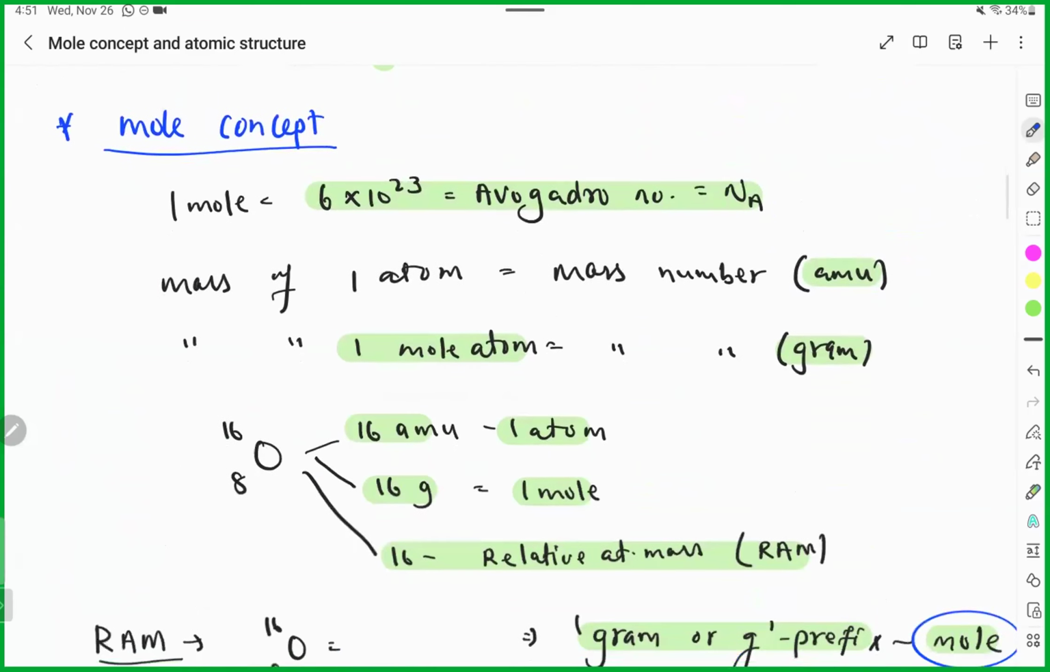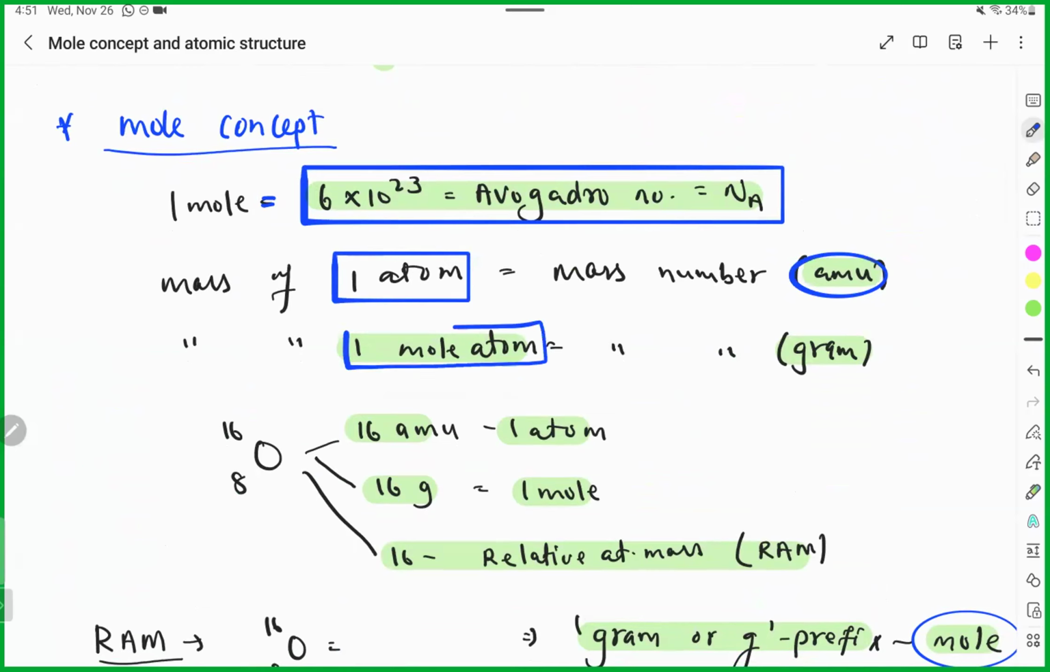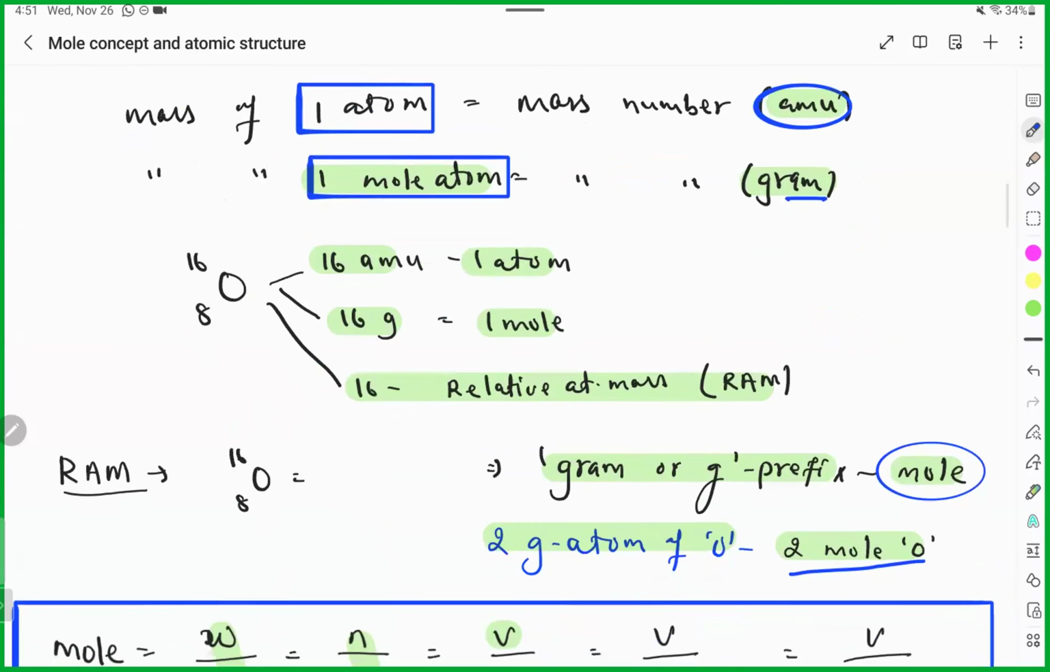In the mole concept chapter, you know 1 mole is equal to 6 into 10 raised to power 23. This is the Avogadro number. Also, they use the symbol Na. Correct? Whenever you take the mass of one atom, it is taken in AMU. And if you take the mass of 1 mole of atoms, then it is taken in grams. Oxygen 16 gram, H2O 18 gram, carbon 12 gram. That is for 1 mole, not for one atom. So both are different things.